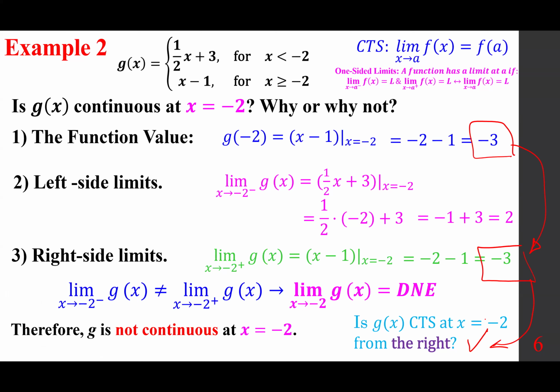And that's important to understand, everybody. Why is the answer yes? Because the functional value is identical to the right side limit. That's the idea. Very straightforward.